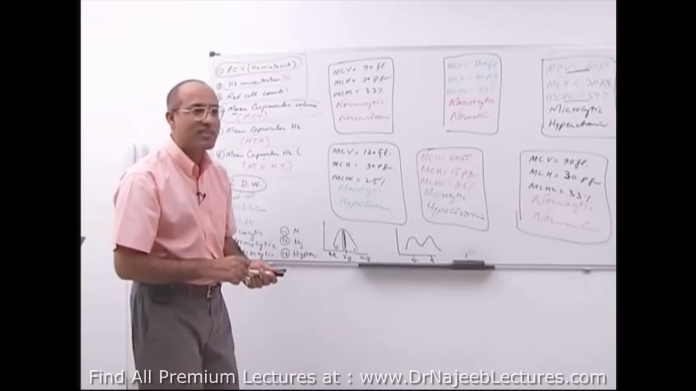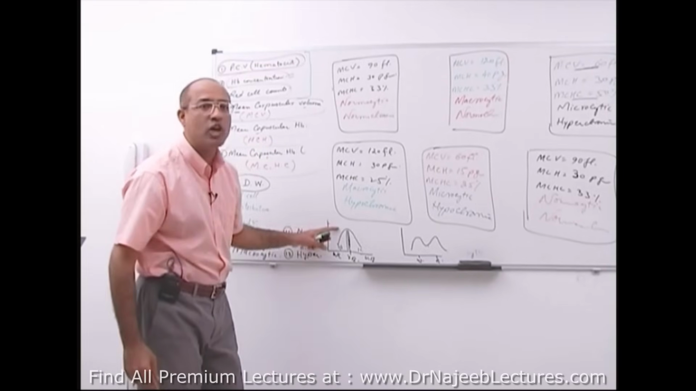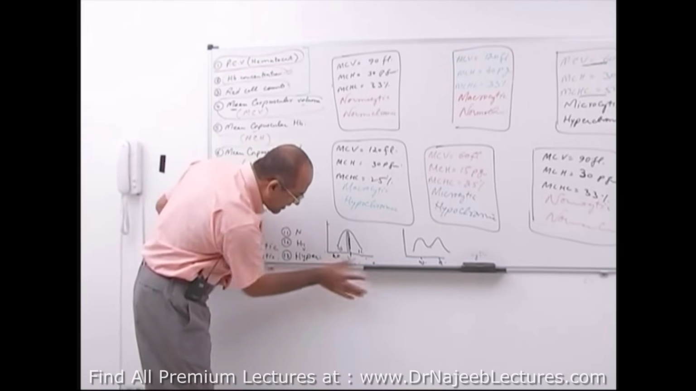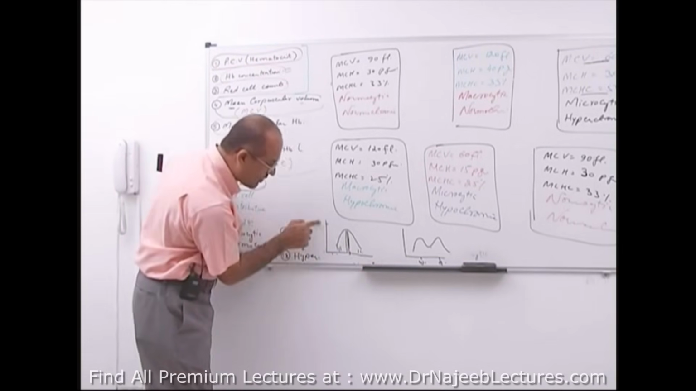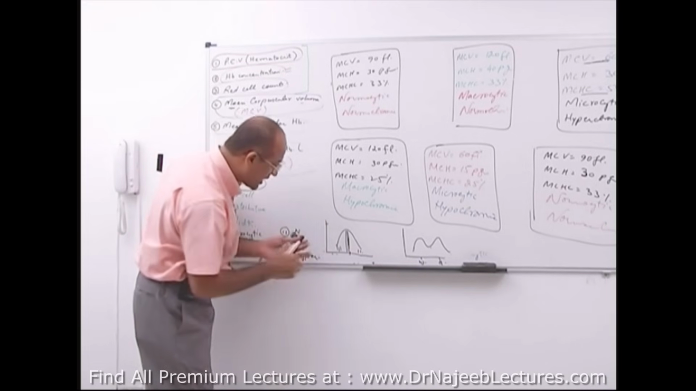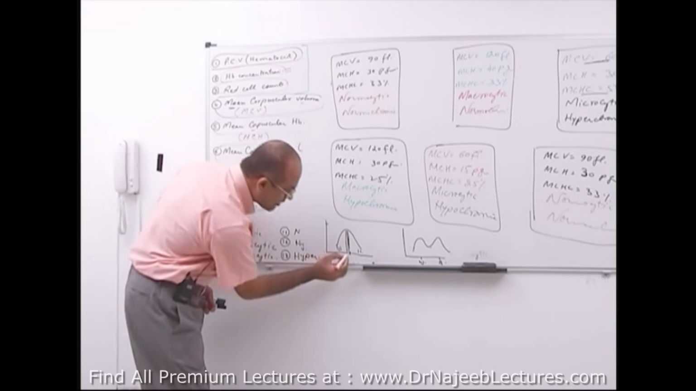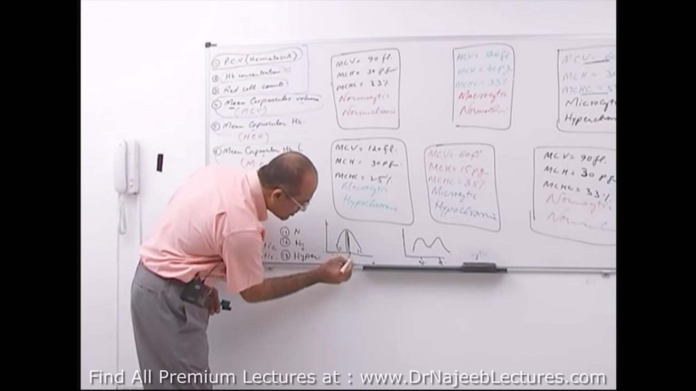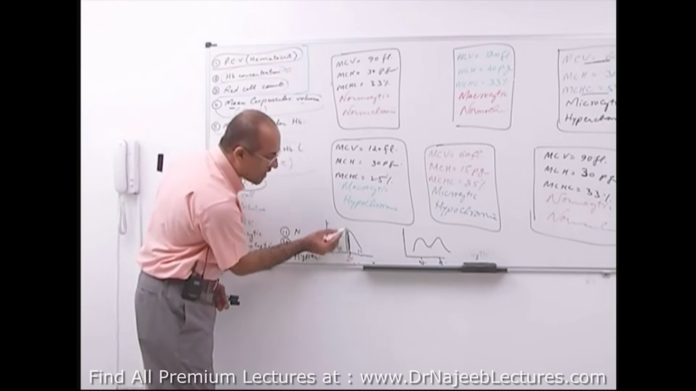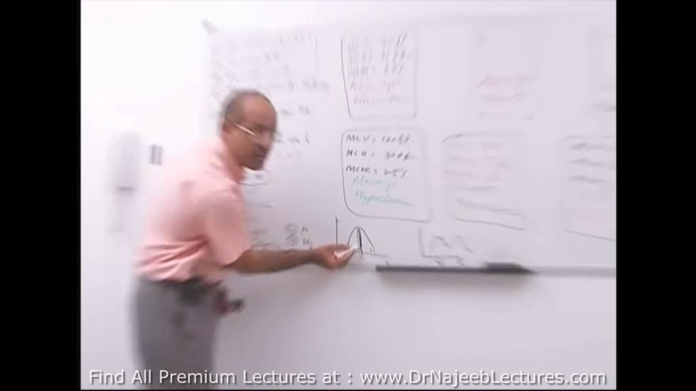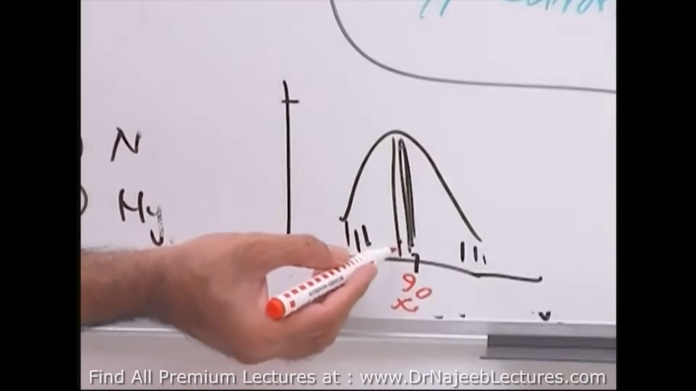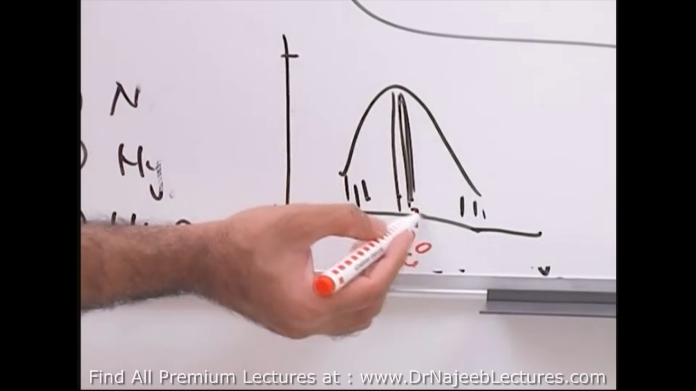In a healthy person, most of the RBCs are normocytic. We put here the percentage of number of RBCs, and here we put the MCV. Normal MCV is 90 femtoliter. Most of the RBCs are around 90 femtoliter. In a healthy person, RBCs which are very small are very few, and RBCs which are very large are very few.